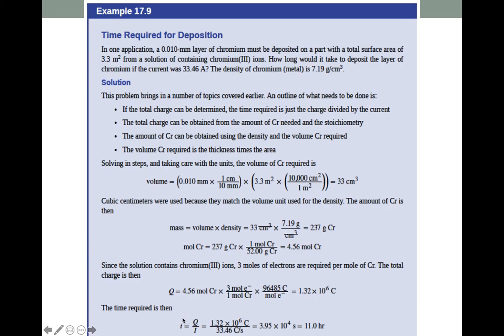Now they're going back and using the equation that Q equals time times I, the current. And so time would equal the coulombs divided by the current. So the current is way back up here in the problem, that it's 36.46 amps. So the coulombs divided by the amps is going to give us how many seconds. And then it doesn't tell you up here how to convert that. You could leave it as seconds or you could convert it into hours. Either one would be fine.